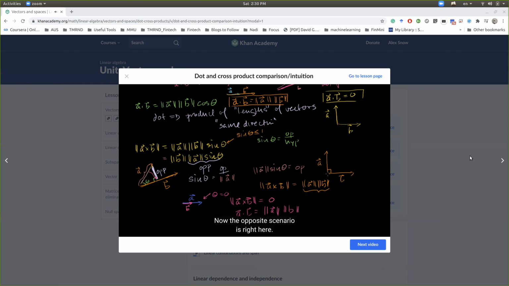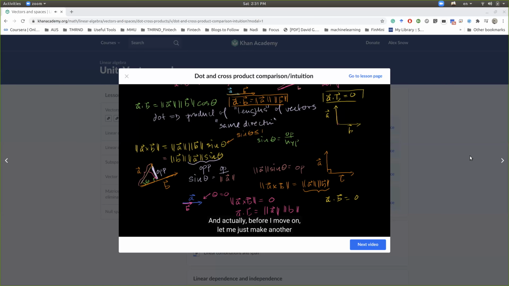Now, the opposite scenario is right here. When they're perpendicular to each other, the cross product is maximized because it's measuring how much of the perpendicular part of A there is, multiplying that times the length of B. And when you have two orthogonal vectors, your dot product is minimized, or the absolute value of your dot product. So A dot B in this case is equal to 0. Anyway, I wanted to make all of this clear because sometimes you get into the formulas and the definitions and you lose the intuition about what all of these ideas are really for.